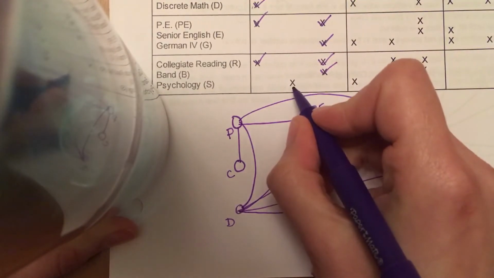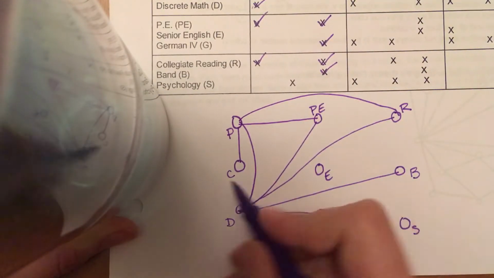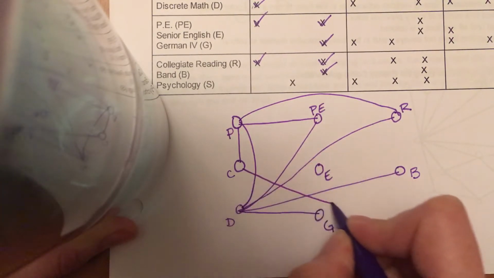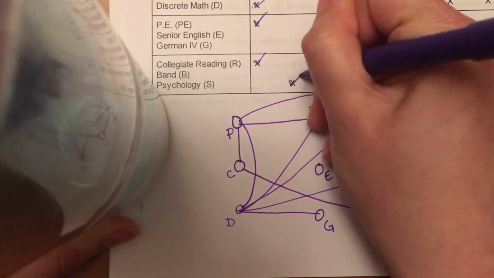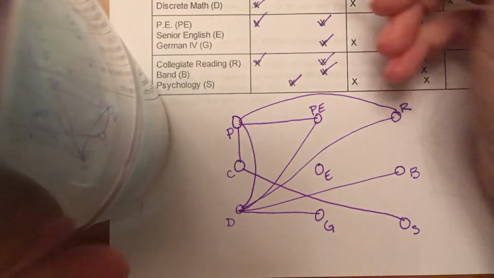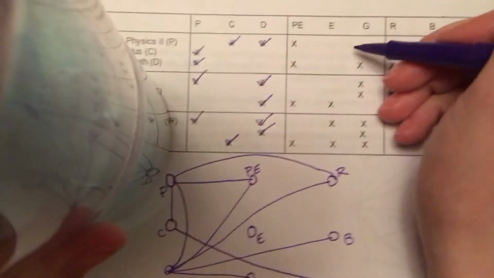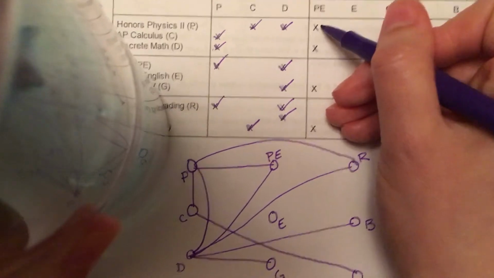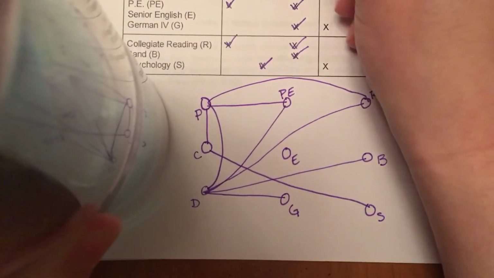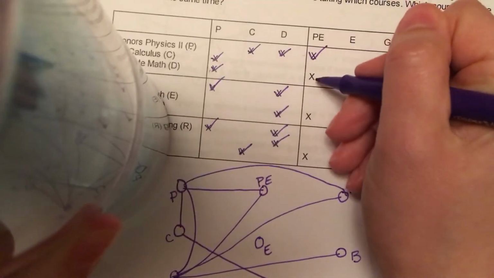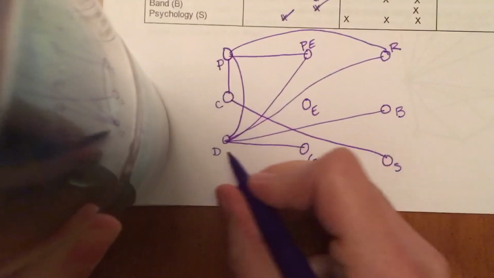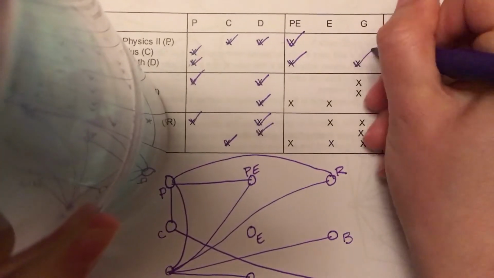And then I've got calculus and psychology. So calculus is my C, psychology is my S. So I'm going to go straight through here. That's that first column. Now I'm going to come up here and do the middle column. So this is PE and physics. I already have that edge. Then I've got PE and discrete. I already have that edge. And then German and discrete. I already have that edge. So we're good in that chunk.